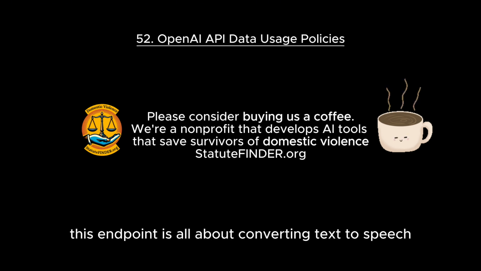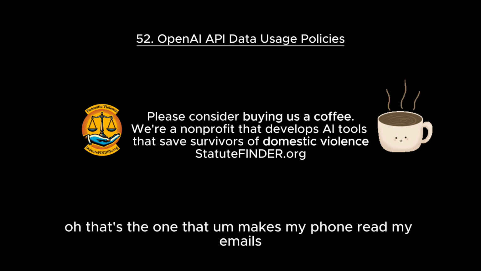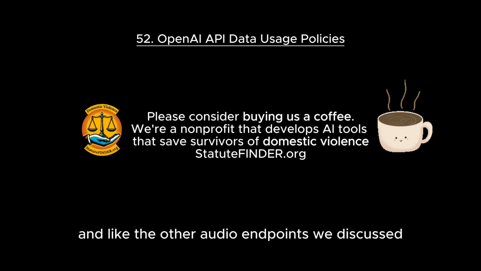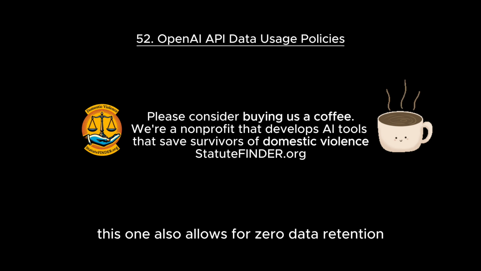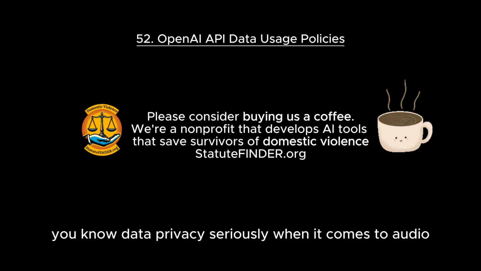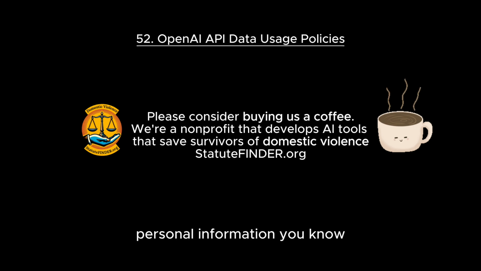All right, let's talk about /v1/audio/speech. This endpoint is all about converting text to speech so you can, like, have your AI actually talk to you. Oh, that's the one that makes my phone read my emails to me, right? I love that feature. Exactly. And like the other audio endpoints we discussed, this one also allows for zero data retention. OpenAI is definitely taking data privacy seriously when it comes to audio. It's like they understand that our voices contain some of our most personal information. Good on them.